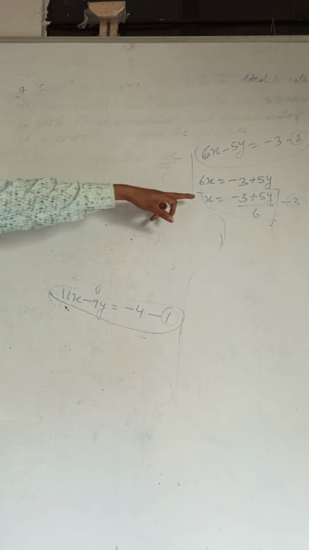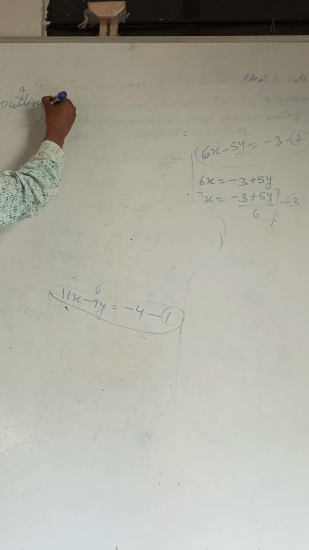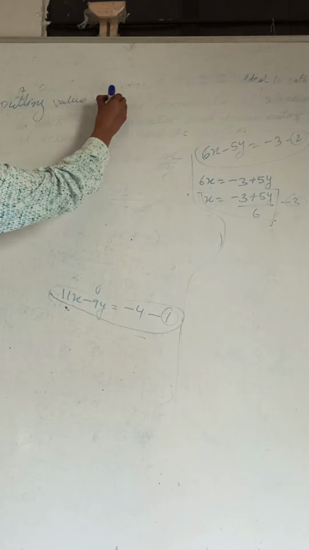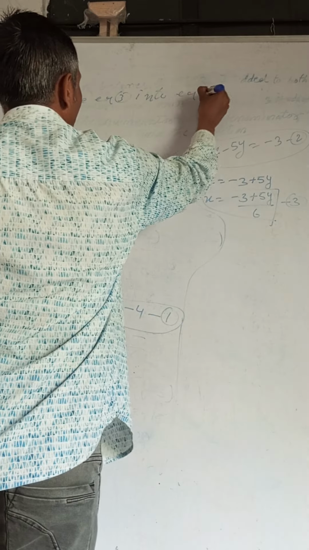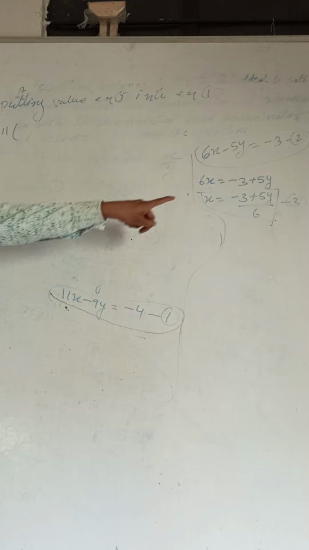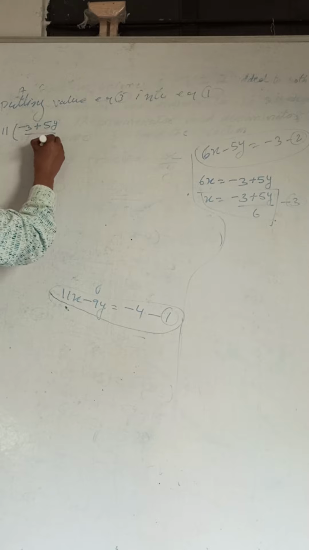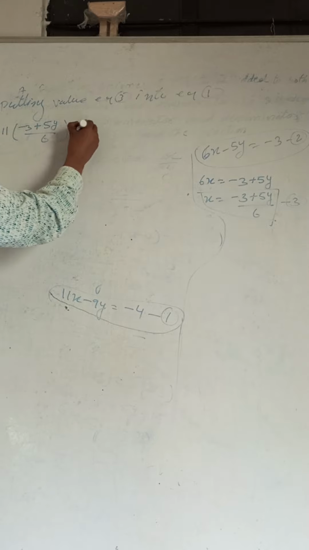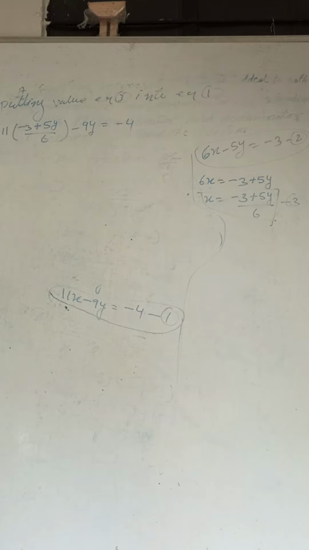I can write this one, this value. Now substituting the value of equation number 3 into equation number 1. So what will come? If I keep this value into it, what will become? In place of x, I write 11 into, written. Minus 3 plus 5y by 6 minus 9y is equal to minus 4.